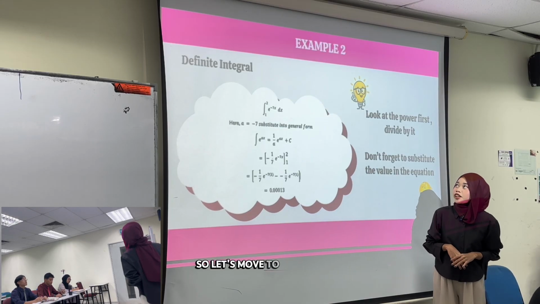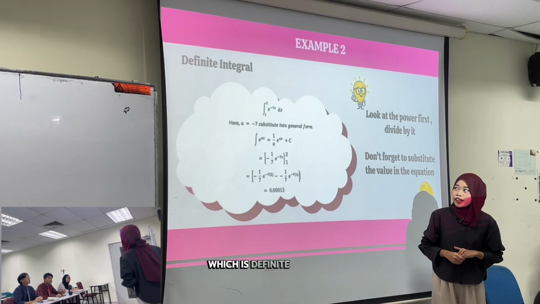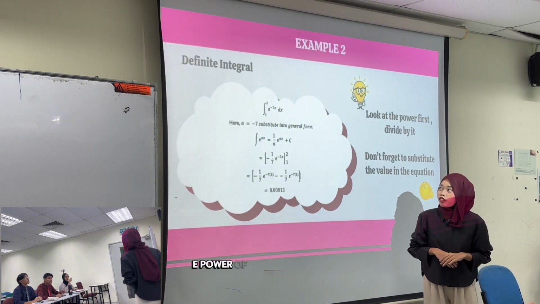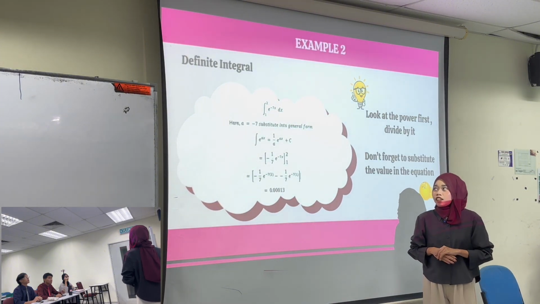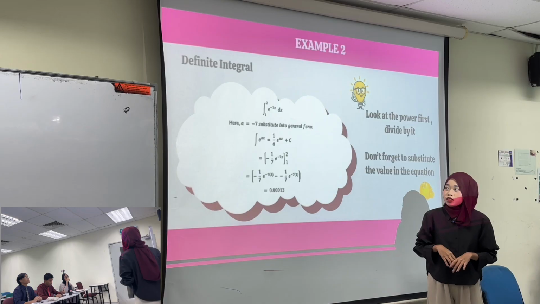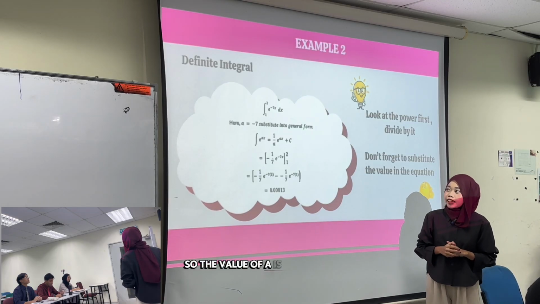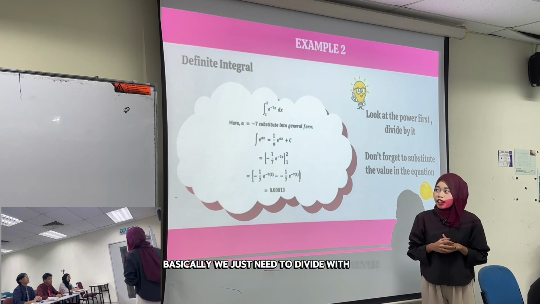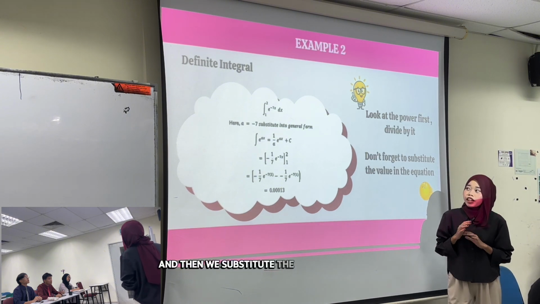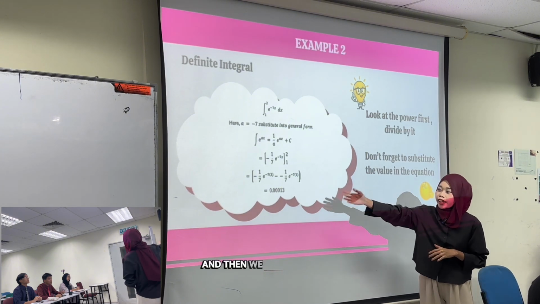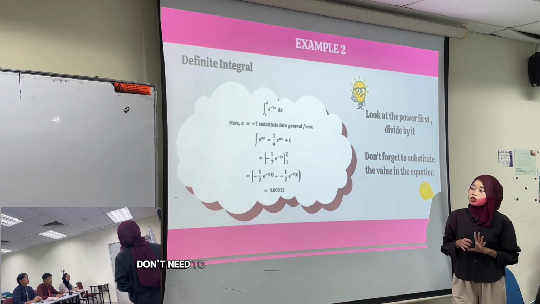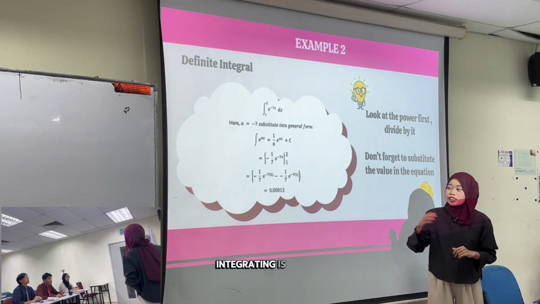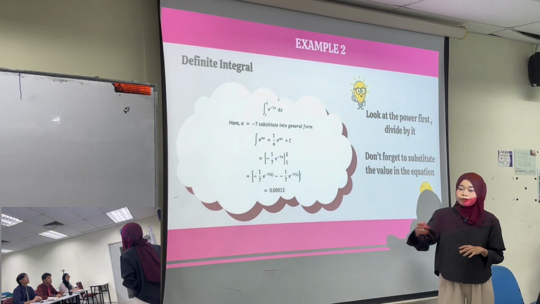So let's move to example 2, which is definite integral. The question given is integrate e power of negative 7x dx from 0 to 2. So the value of A is negative 7. Basically, we just need to divide by 7 and then substitute the value of the limit, and then we get the answer. Don't need to put any constant C because it has limits, so the integration is specific. So we get the value answer.